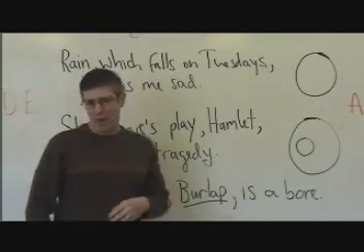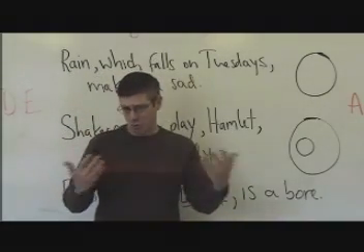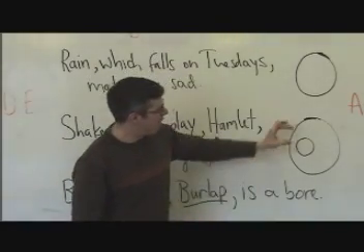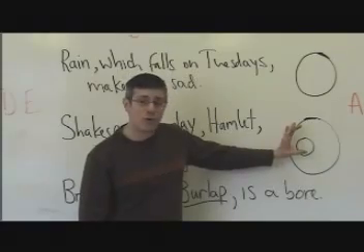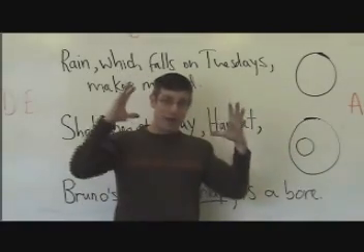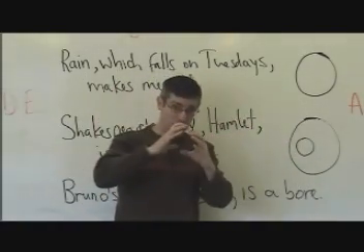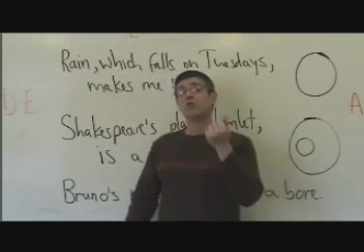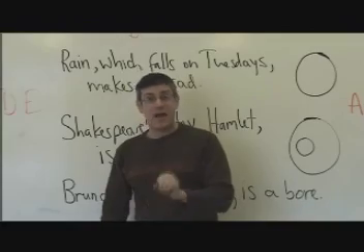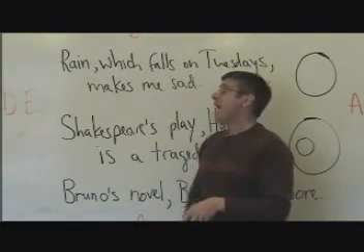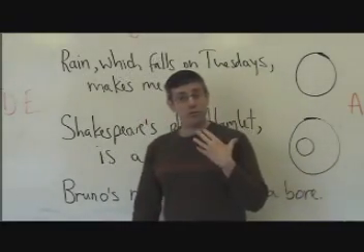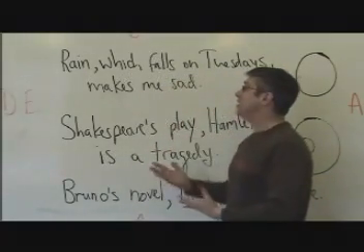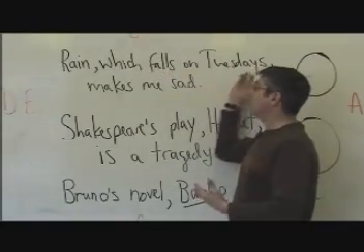Well, we know that rain, in fact, falls on each of the 7 days, given enough time. So rain which falls on Tuesdays is going to be a subset of rain. So we have rain and rain which falls on Tuesdays. That means that which falls on Tuesdays restricts the meaning of rain, and therefore it is called restrictive, and therefore it must not be surrounded by commas.